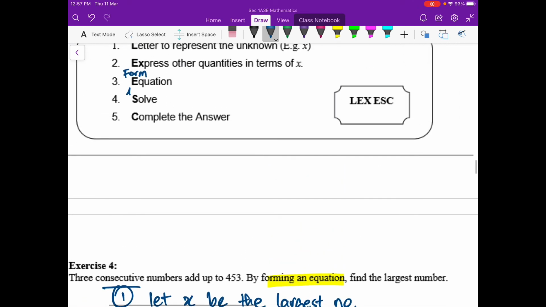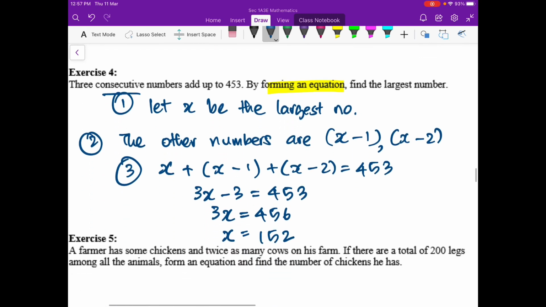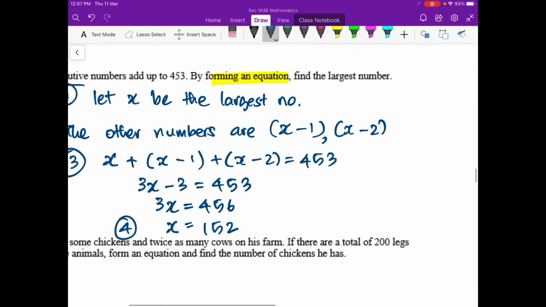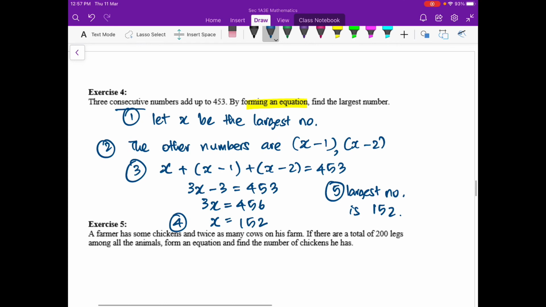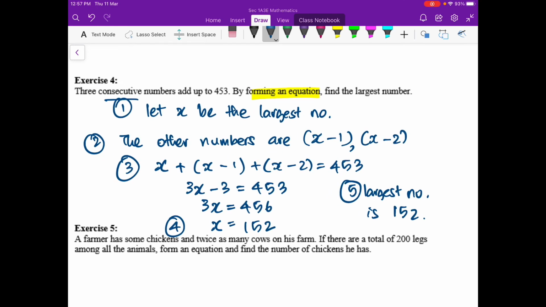They said solve, then part 5 is complete the answer. So here we have solved it already, and then part 5 is to complete the answer. Find the largest number. Largest number is 152. No answer statement. I only read now. Okay? That's all. X plus 1, X plus 2.